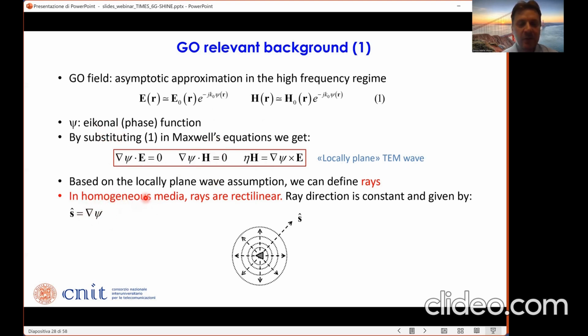It is quite well known that in homogeneous media like free space, the rays are rectilinear, but this is not true in general for other media.